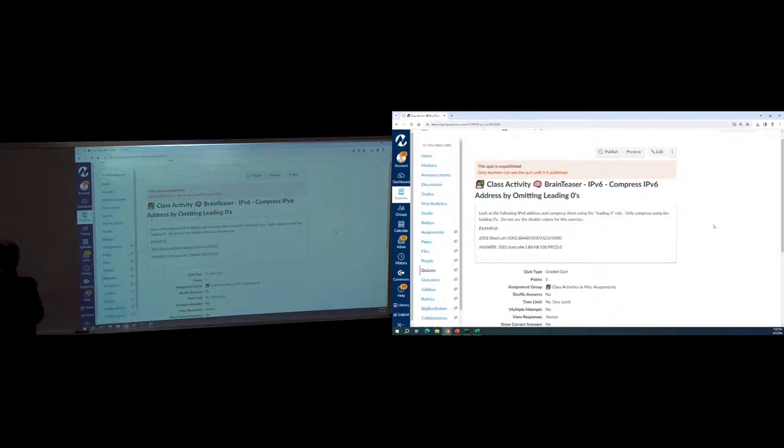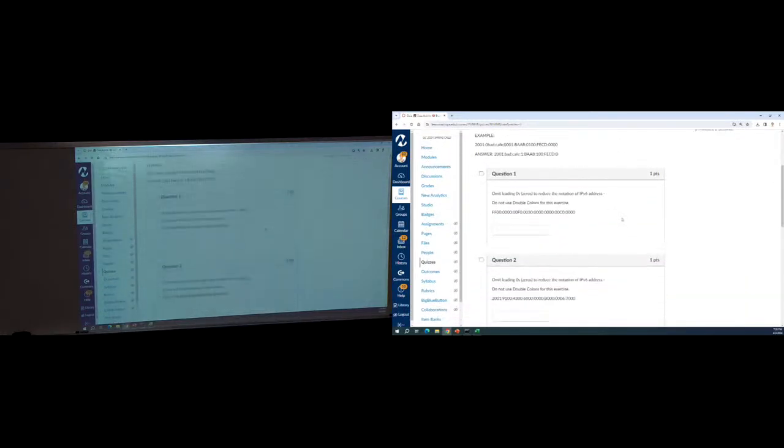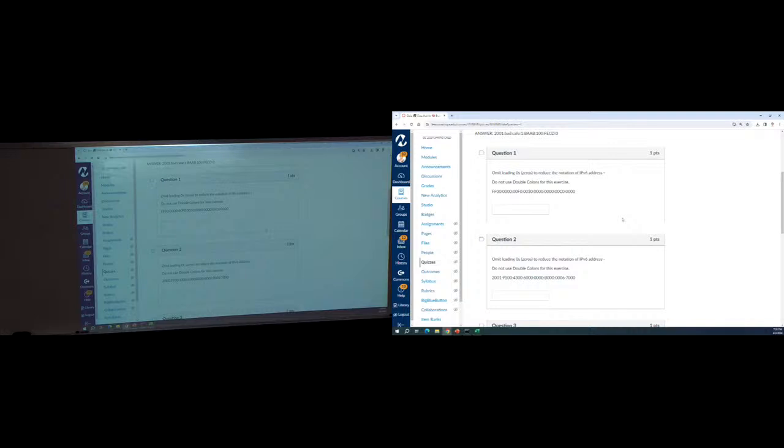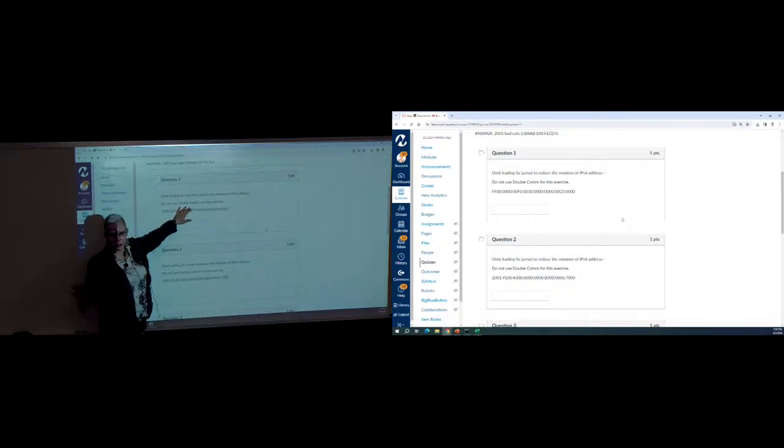This is not published yet. I'll publish it after we do a couple of examples, because I want to show you an easy way to think about doing these. Omit leading zeros, do not use double colons. All we're doing is practicing omitting leading zeros.